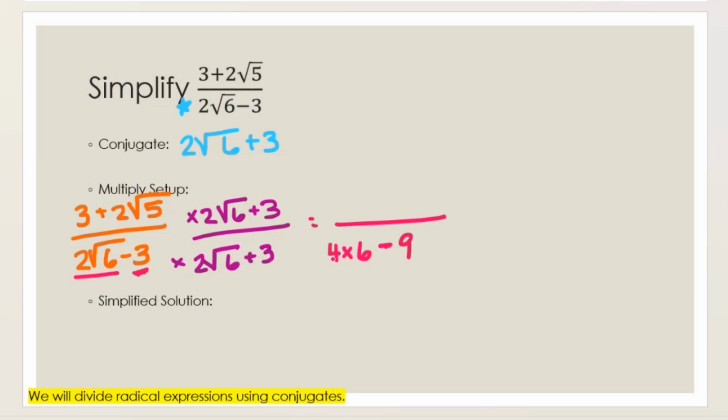Now I can simplify this. 4 times 6 is 24, minus 9, and that is 15.